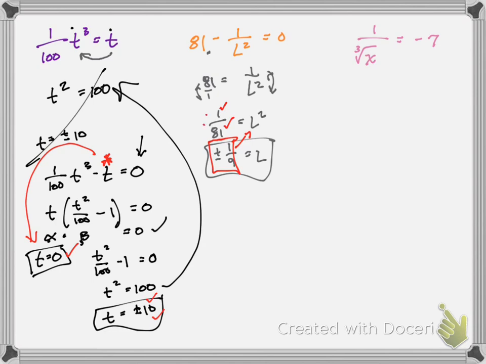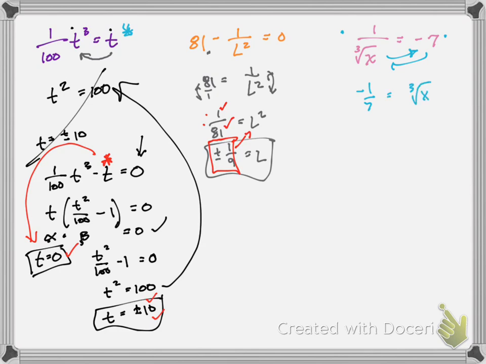Last but not least, we've got 1 over the cube root of x is equal to negative 7. Again, you're not at risk of eliminating a solution by dividing, as we were over here. So I'm going to multiply both sides by, or you could reciprocate as we did in the previous example, same thing, multiply by the cube root of x, divide both sides by negative 7, and we get negative 1 over 7 is equal to the cube root of x.